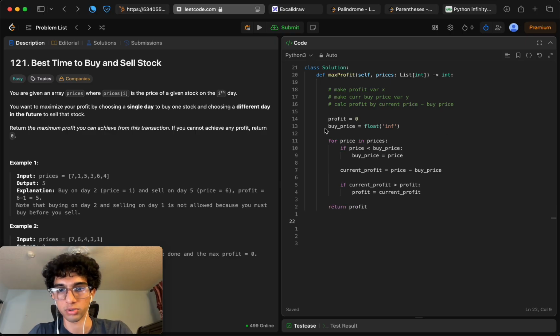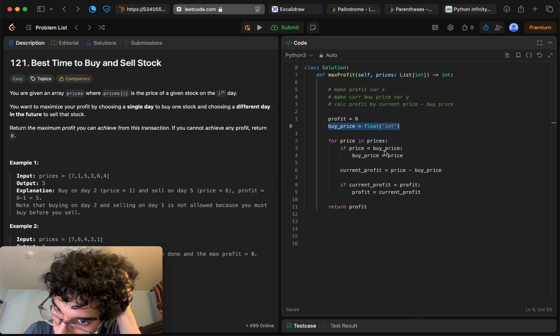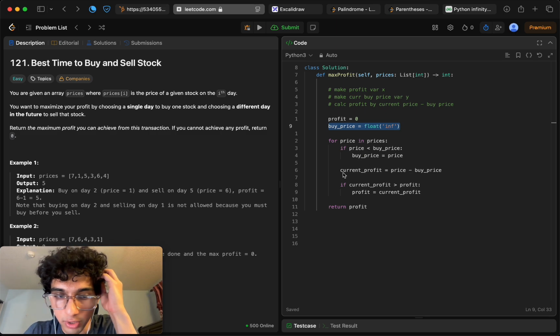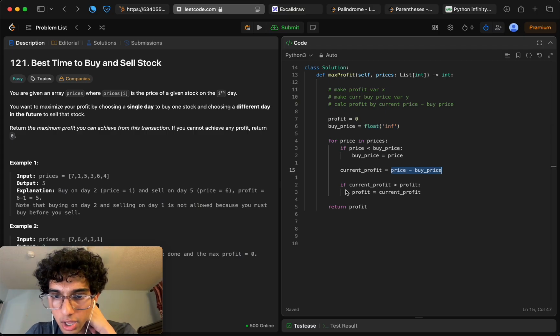Okay, let me go through this real quick. Profit is equal to 0, buy price is equal to infinity. For price in prices, if the price is less than buy price, we set that to be the buy price. We calculate current profit by subtracting the current price by the buy price. Okay, so we're good here because it'll always be less than infinity, and it would just default to 0 here, so we're good. And then if current profit is greater than profit, profit is equal to current profit.